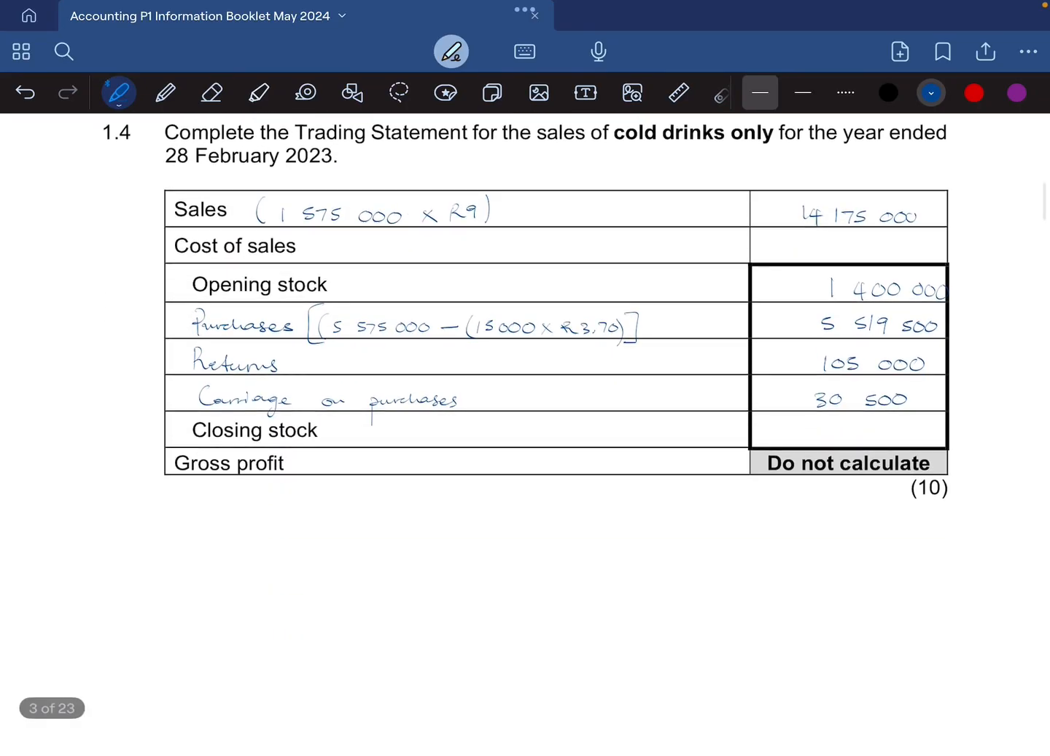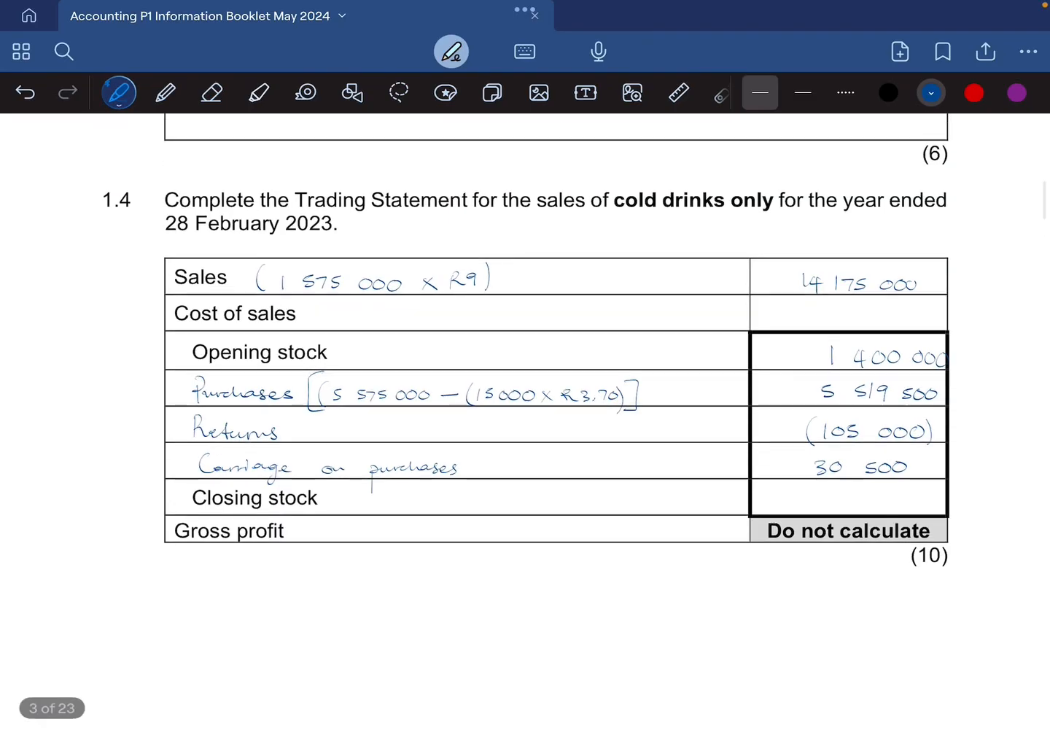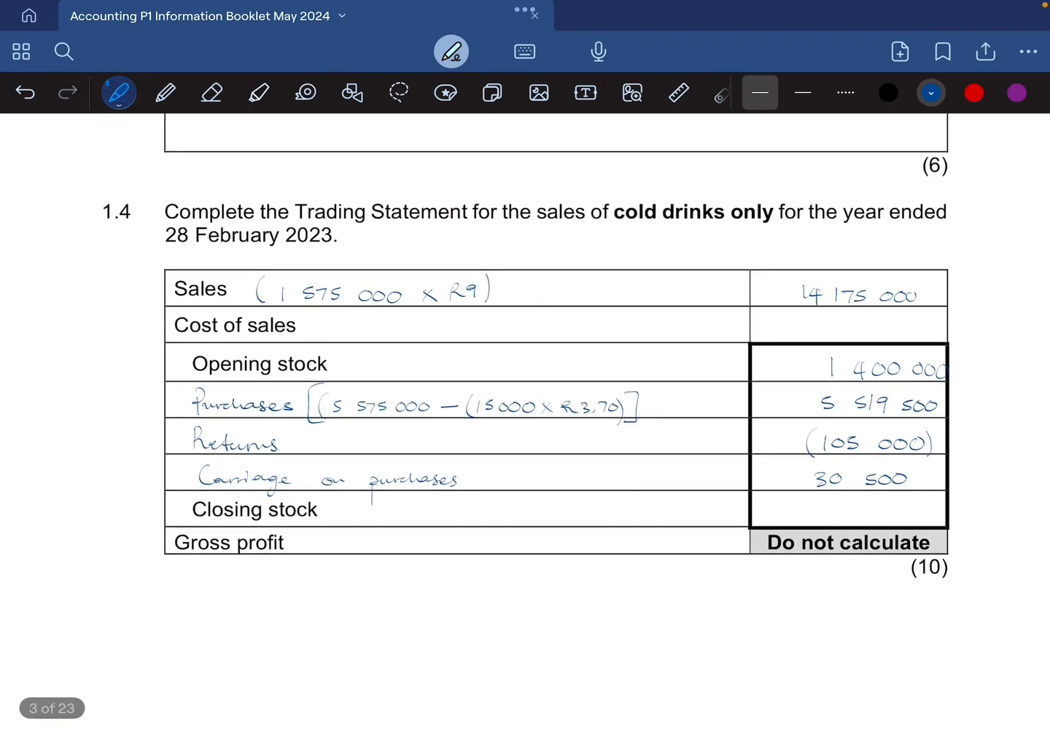Remember that our returns are supposed to have brackets there, and then we're going to quickly sum all that up to have our cost of sales. So we're going to quickly sum that: 1,400,000 plus 5,519,500 minus 105,000 plus the 30,500, which gives us a total of 5,827,500. So those are our cost of sales. I'm not going to subtract them from our sales.